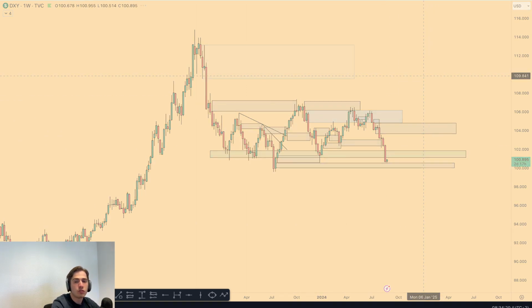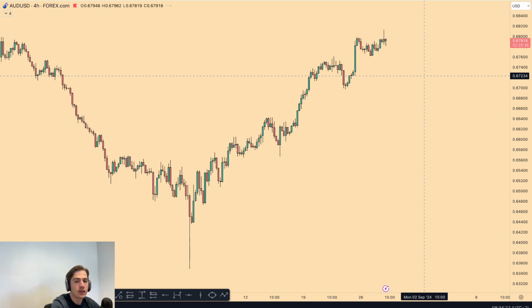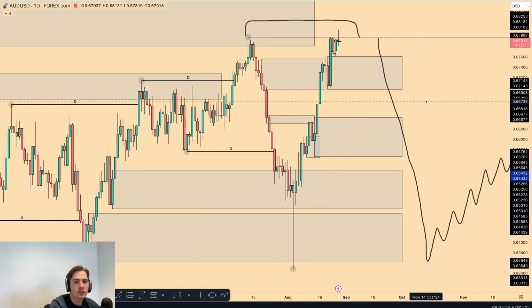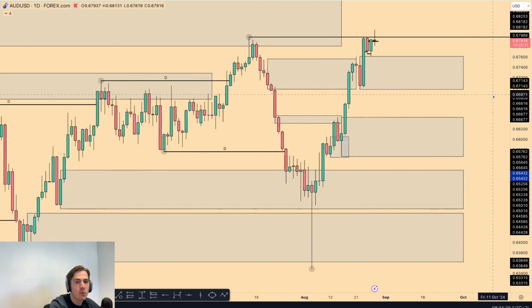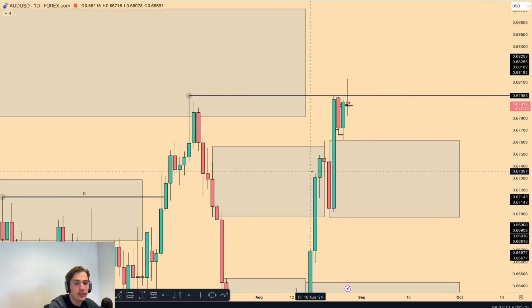Now moving into Aussie dollar. So what is happening over there? So Aussie dollar itself, and I still have the drawings on from yesterday on this chart, but what we can see is that we swept that daily buy side liquidity exactly as I actually wanted last night.